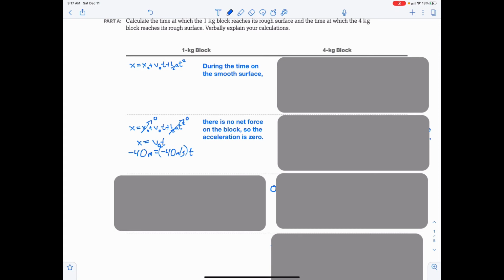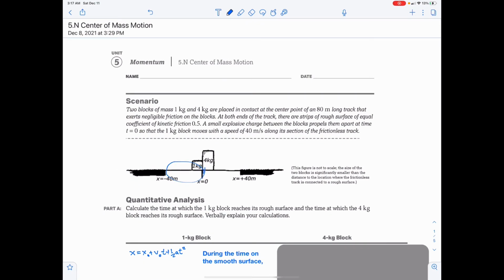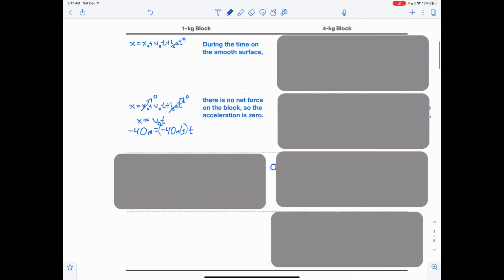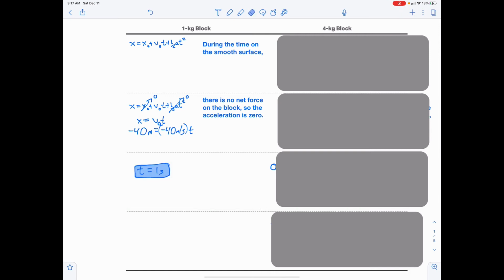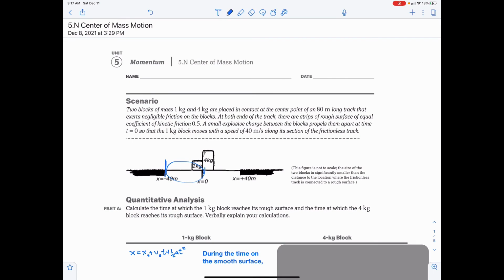And when it reaches the end of the segment, when it reaches the rough segment, it will be at negative 40. And the time it takes to reach that, you're going 40 meters per second in the negative direction, so negative 40 meters per second is the velocity. Divide negative 40 by negative 40, it takes 1 second for the 1 kilogram block to move this distance right here.